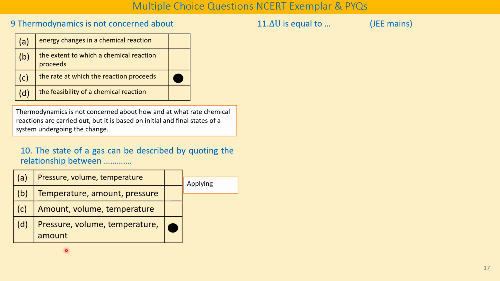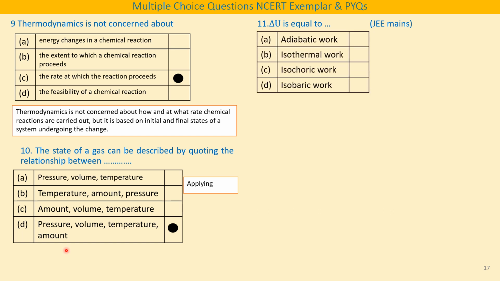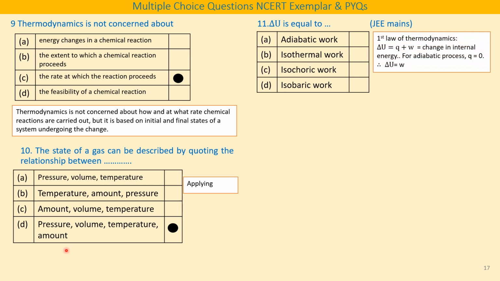Next question: delta U is equal to, so you have to fill up the blank. The options are adiabatic work, isothermal work, isochoric work, and isobaric work. The first law of thermodynamics says delta U is equal to Q plus W. This you have to remember. Change in internal energy. Therefore, for an adiabatic process, Q equal to 0. Therefore, delta U is equal to work done. Therefore, you have to mark the correct answer as adiabatic.